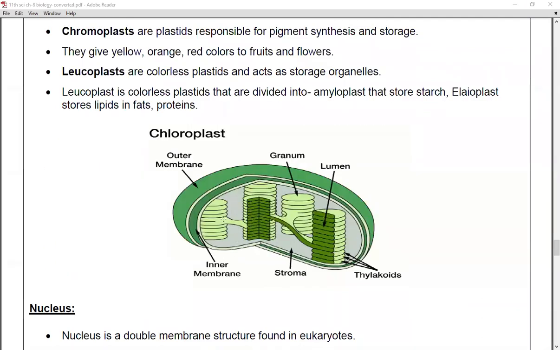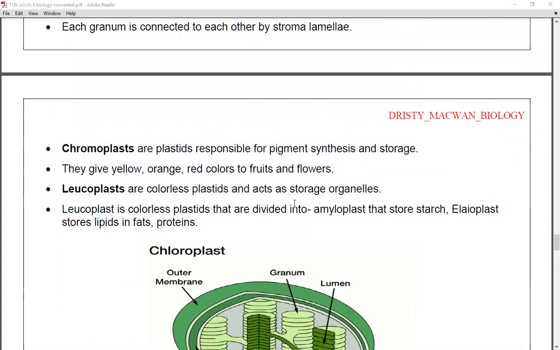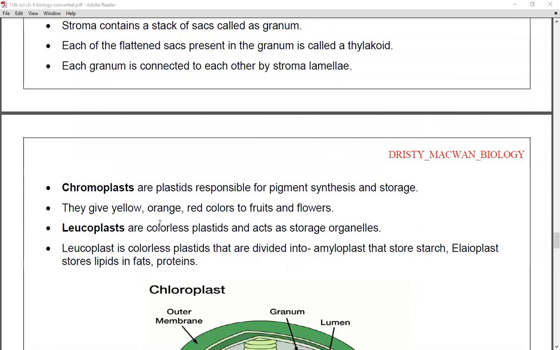Next, each granum is connected to the others by stroma lamellae. Here you can see this connection between the two grana, right? So this one whole granum has been connected with another granum. In the same way this granum is connected with this granum. This way the grana are connected with each other, right? So this is what we call the stroma lamellae. This is all about the chloroplast.